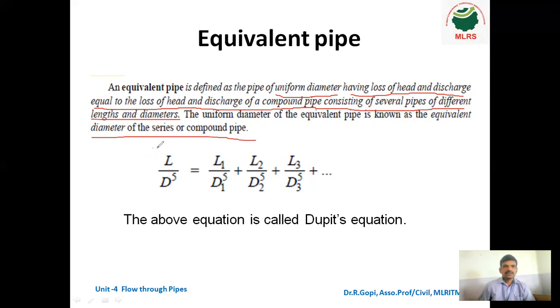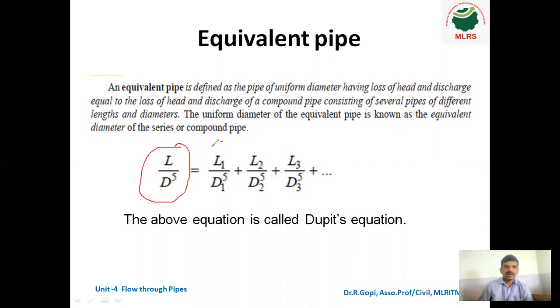Okay, so finally, L divided by d power 5, length divided by d power 5, is equal to L1 divided by d1 power 5 plus L2 divided by d2 power 5 plus L3 divided by d3 power 5, and it goes on. So this length and diameter is the equivalent pipe. The term on the left side of the equation is for the equivalent pipe and the terms on the right are the compound pipes.